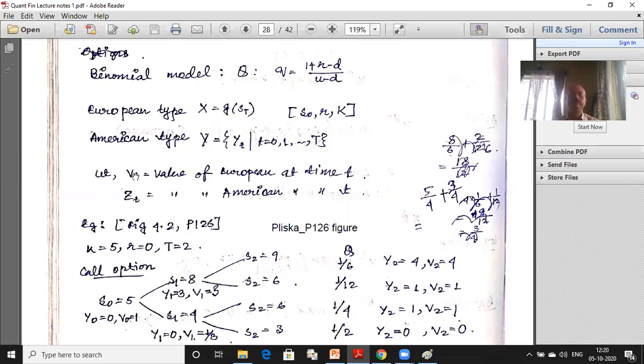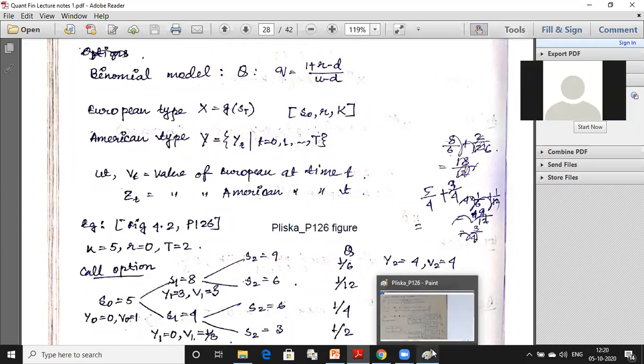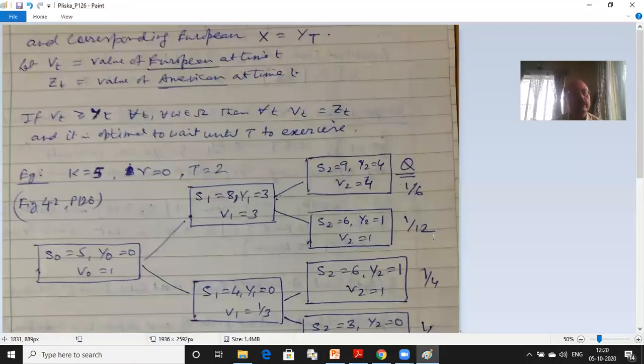Is this clear? That V_t and Z_t are the two processes we are actually planning to evaluate. Is it clear to all of you? Yes, sir. Okay. So now let us go to the binomial tree. So this is an example from page 126 of Pliska. So if you have the book in front of you, you can simply open it at page 126 and you will see this picture.